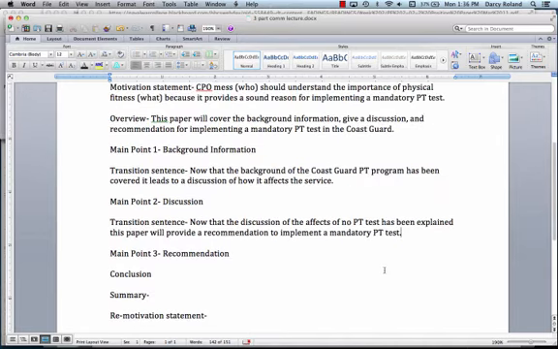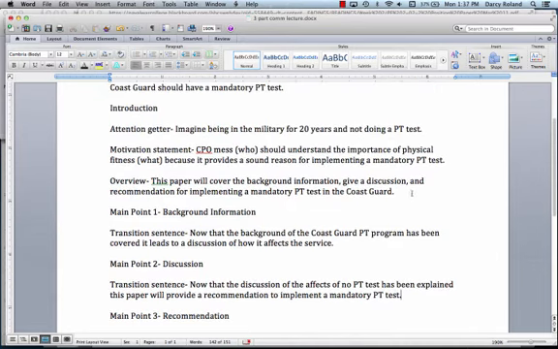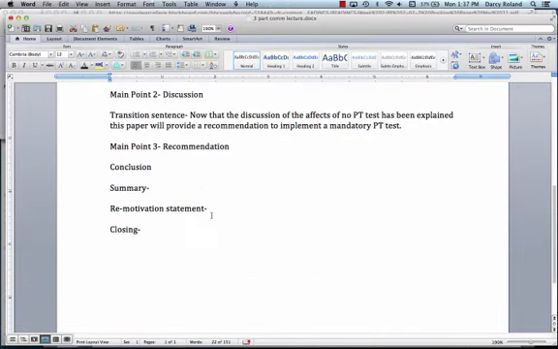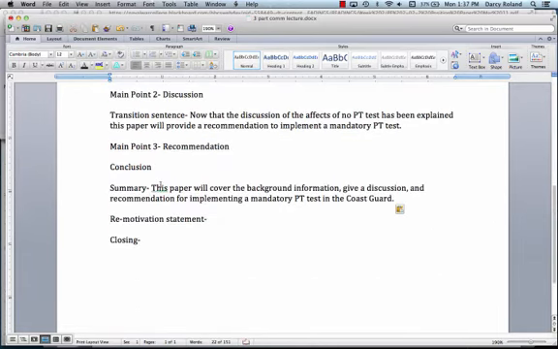So conclusion, let's just do it this way. I want you to watch what I'm doing here. Copy that. Put that there. Guess what? This paper, now we just did it instead. Put that in past tense. This paper covered the background information, gave a discussion, and a recommendation for implementing a mandatory PT test in the Coast Guard. You don't have to get fancy. You can write the exact same thing.